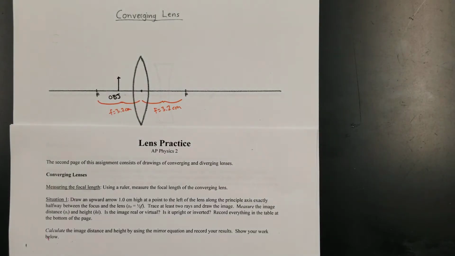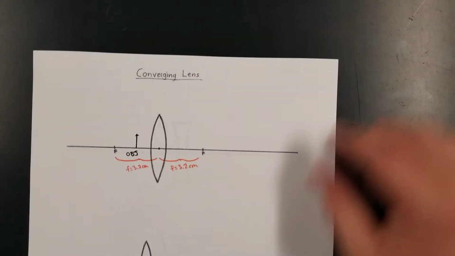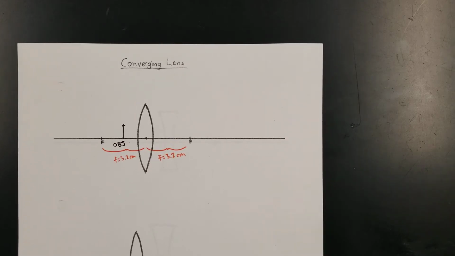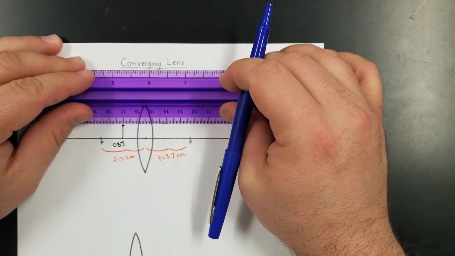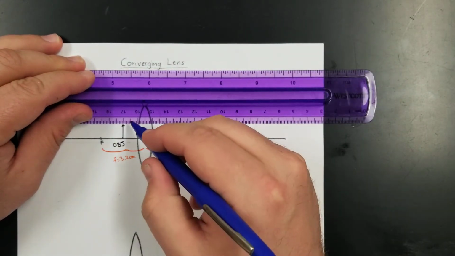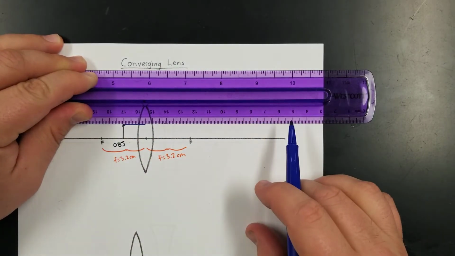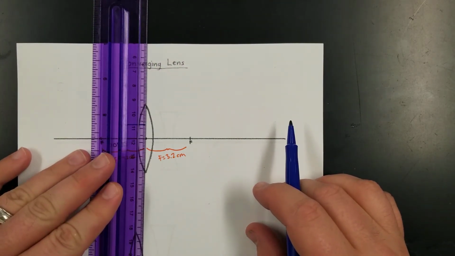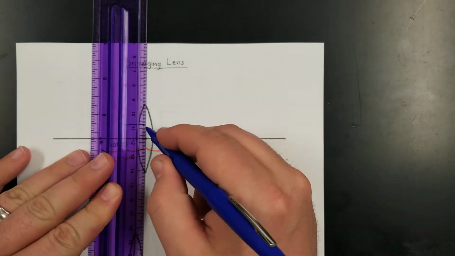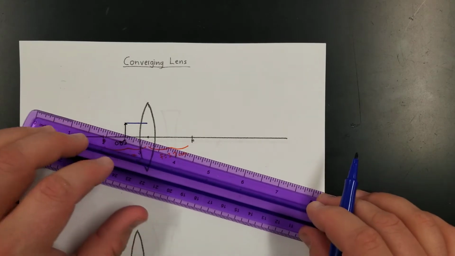Then we're going to plot two rays to locate and then characterize and describe the image created. Our first ray is still going to be the ray that starts off parallel to the principal axis. Make your ruler as parallel as you can to that axis. It goes to the center, and by center I mean a vertical line that goes through the center of the lens. Draw it to that line. And then that ray refracts to the focus.